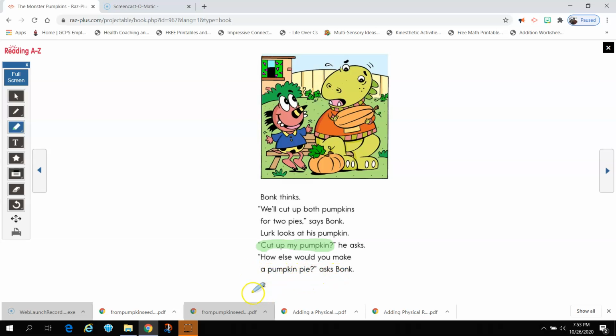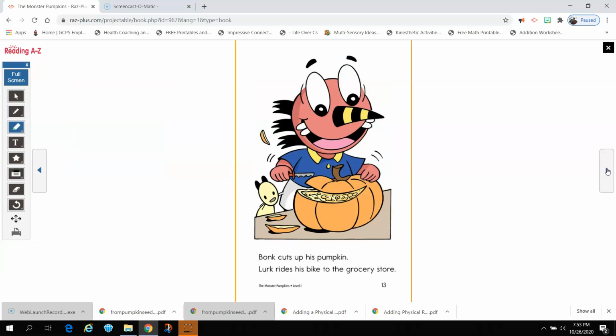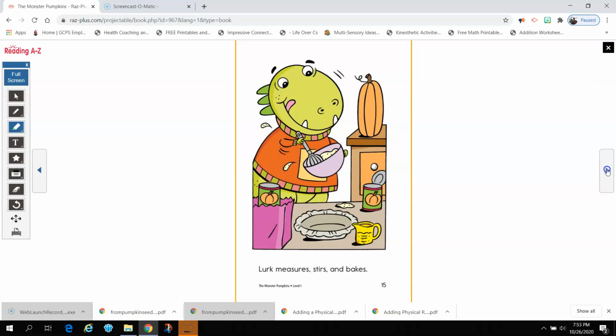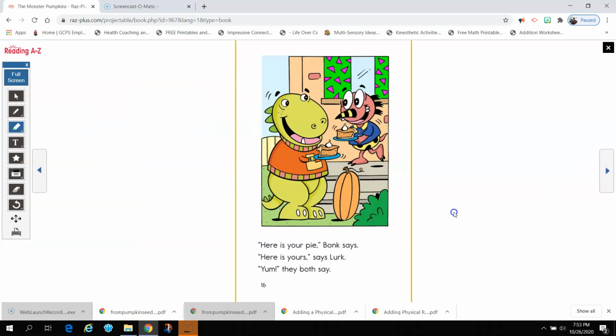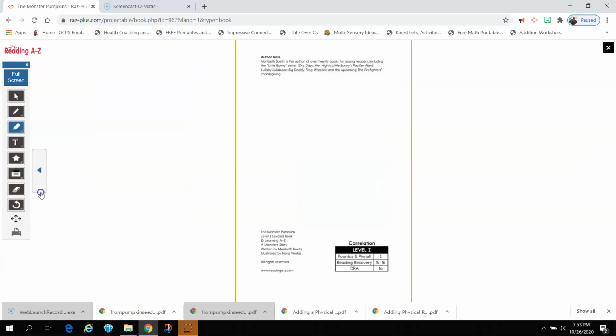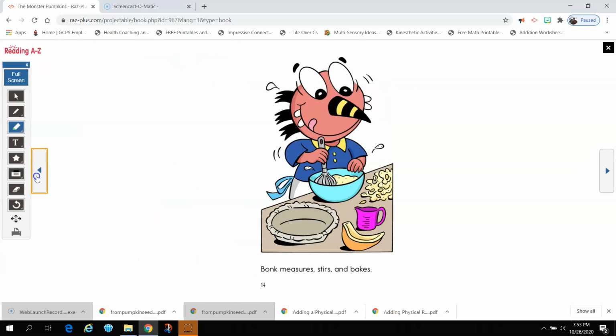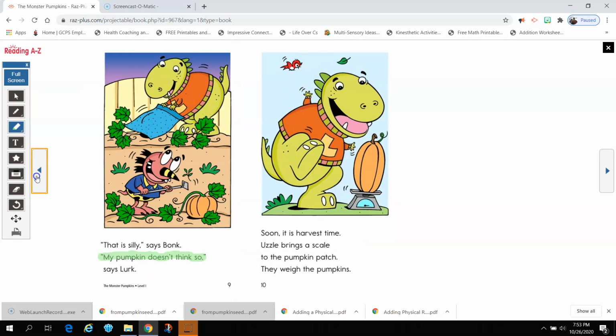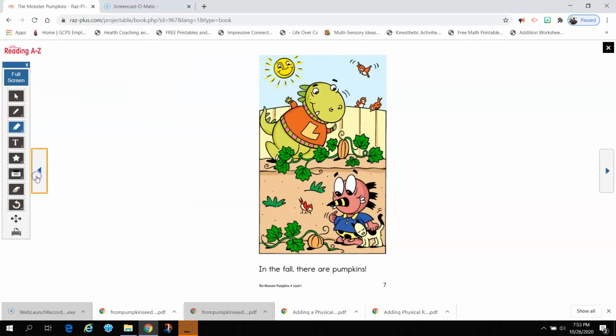All right, let's look at this last line here and see these quotation marks. It says, "How else would you make a pumpkin pie?" asked Bonk. So that is Bonk and not Lurk talking. Now, we don't see any quotation marks on these pages. And here on the last page, it says, "Here is yours," says Lurk. And then this last line, it says, "Yum," they both say. So this is both Bonk and Lurk talking. So we have gone through the whole story and we've seen everything that Lurk has said. Lurk asked a lot of questions.